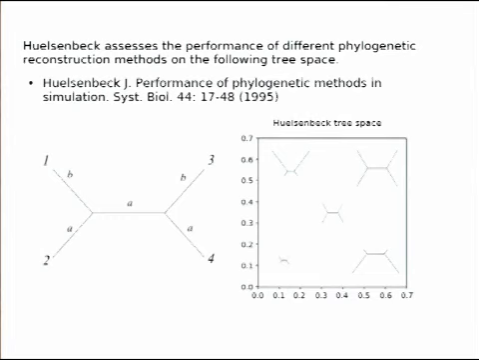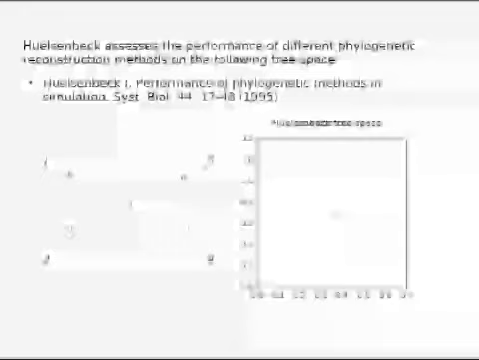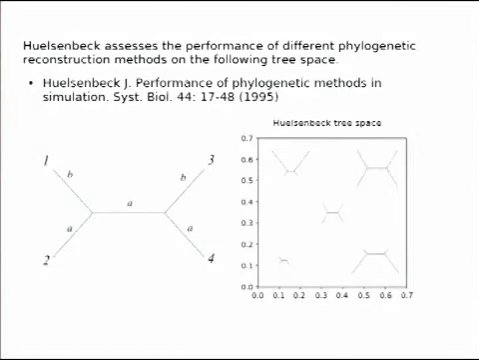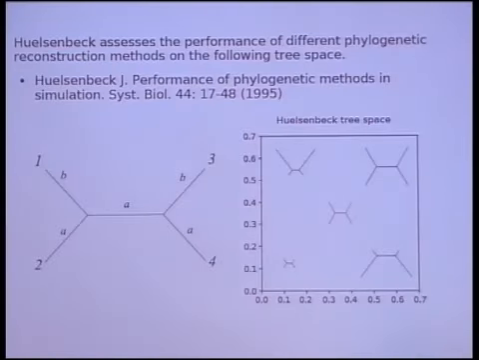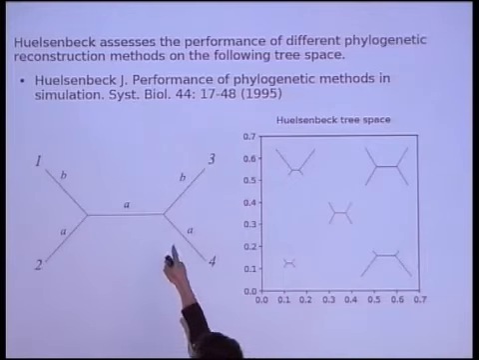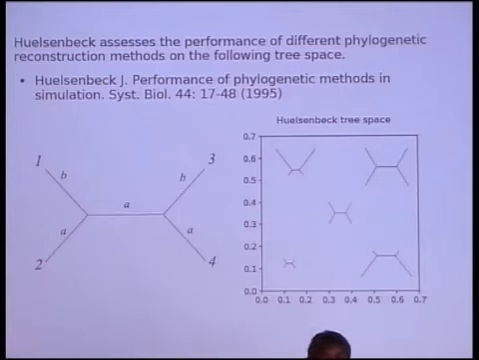Now, in order to test the performance and the efficiency of this method, we are going to take Huelsenbeck's approach in his paper in 1995. To this aim, we are going to consider a couple of parameters, say A and B, which vary from 0.01 to 0.75 in increments of 0.02. Parameter A gives the length of the internal branch of the quartet tree and of two opposite peripheral branches. And parameter B gives the length of the two remaining branches. This way, we obtain a parameter space that we call the Huelsenbeck tree space.